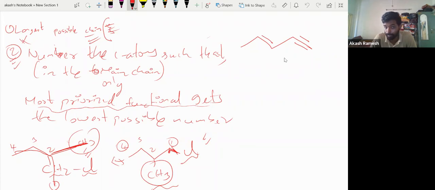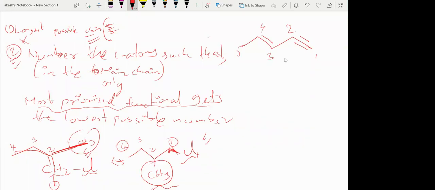Now see, I have two functional groups, people. One is a double bond and the other a triple bond. Both of them are there. And you must know the priority order. Only then will you be able to number it. Okay, so now the numbering is like this: 1, 2, 3, 4, 5. Correct or not correct? Not correct, sir. Why? Because the most prioritized is the double bond, sir.